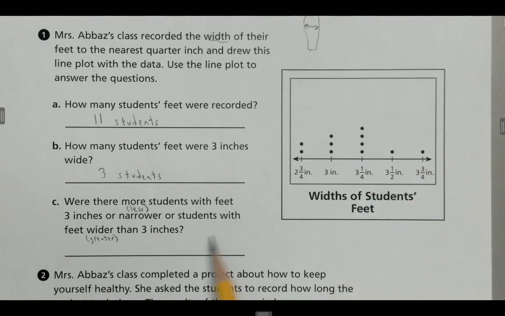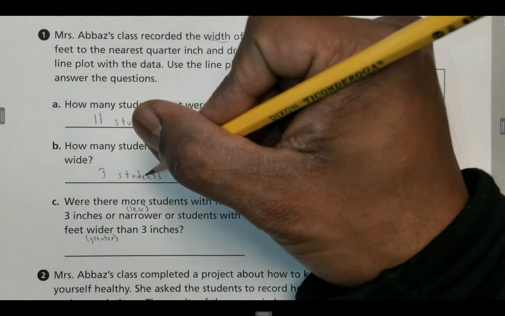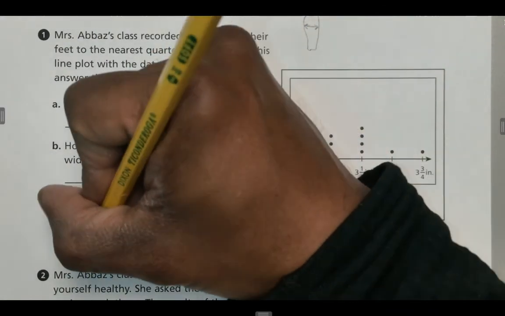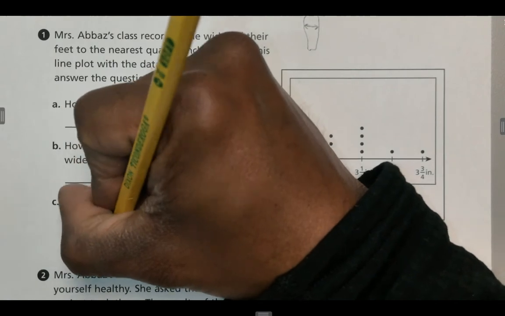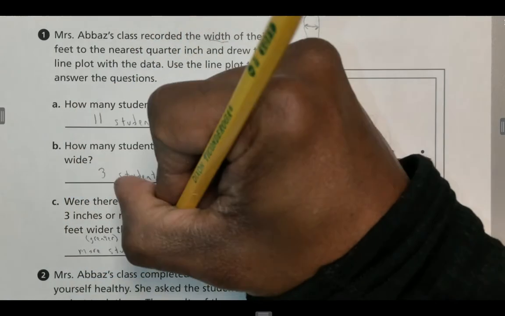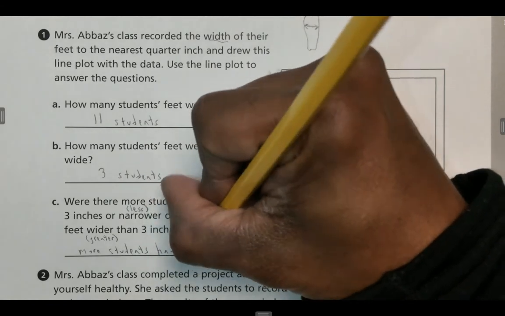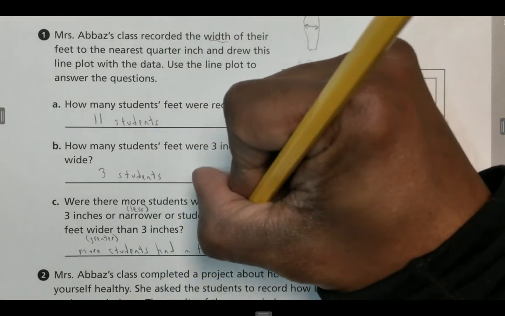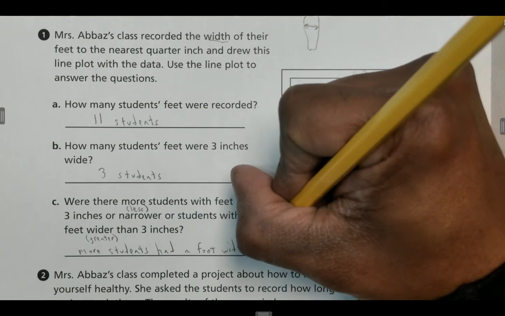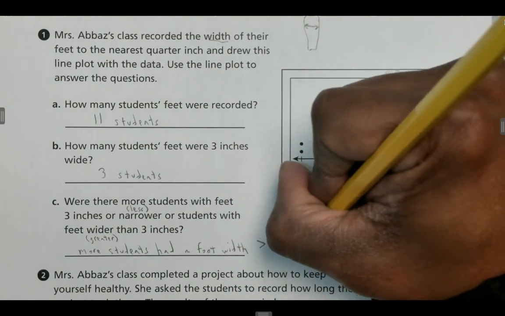So this group has 5 students, this group has 6 students. We'd say that this group is the larger group. Say more students had a foot width greater than 3 inches.